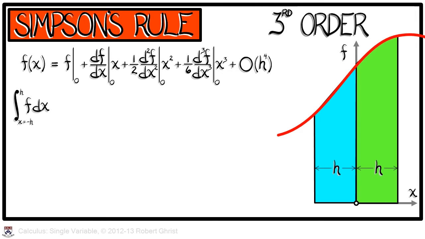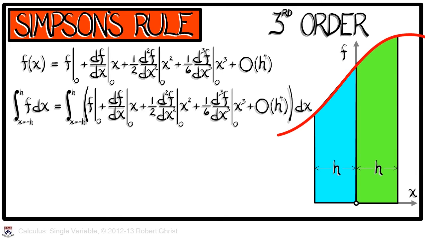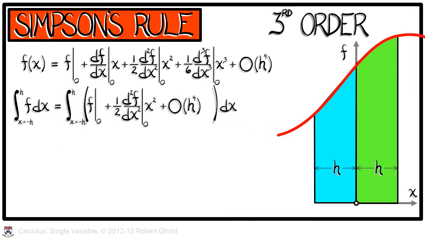Now, what do we want to do? We want to integrate from negative h to h, and so we can integrate each term in this Taylor expansion. Now, keeping in mind that these derivatives are all evaluated at 0, and hence constants, we see that because we're integrating over a symmetric domain, all of the odd degree terms in x integrate out to give us 0. We're left with a much simpler integral. How do we do that?